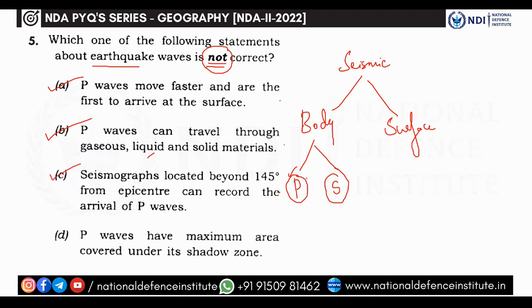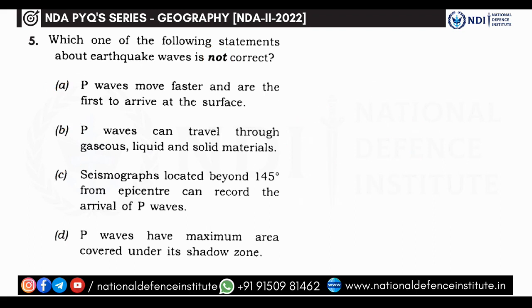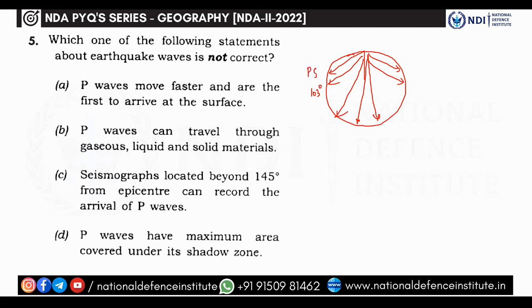The P waves have the maximum area covered under shadow region. No, that is wrong. Why is that wrong? See here. In the earth, when there is an earthquake, from the focus to the epicenter, body waves will move like this. So when the body waves are moving, that will be detected. Up to 103 degrees, you can witness both P waves and S waves. But beyond this, from 143 to 145 degrees, you can witness only P waves. Therefore, the P wave shadow region is only this much. This is the shadow region of the P waves.